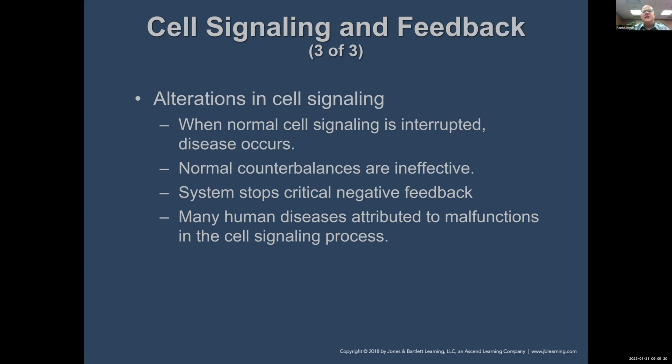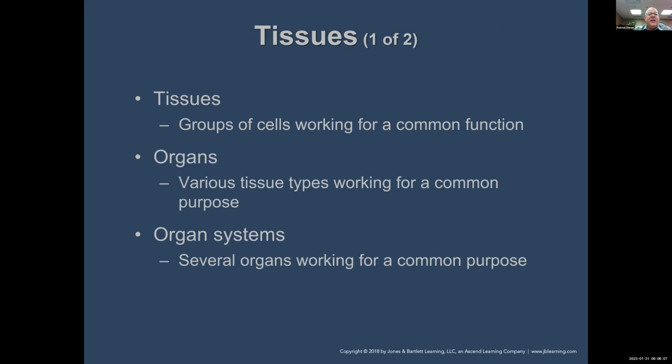And whether that is disease in renal failure, cardiac failure or cardiac tissue health, vasculature health, liver health, thyroid health, you name it, when those cells start to become interrupted and they aren't able to provide the information back and forth and the feedback, that's when diseases will start. Many human diseases are attributed to malfunctions in the cell signaling process.